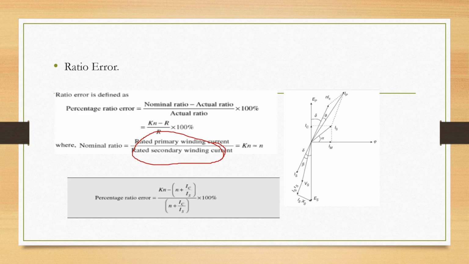Here we can see it as the nominal ratio, and the turns ratio is the ratio of the number of turns of secondary winding to the number of turns of primary winding. So if there is any difference between the transformation ratio and the turns ratio, or the nominal ratio and the actual ratio, that is known as the ratio error.